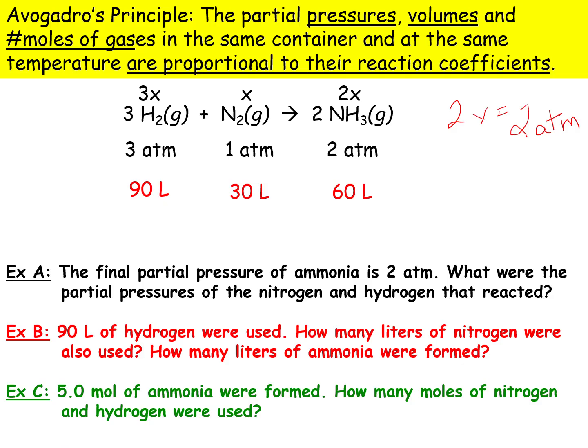And then our third example, now we're going to do moles. Remember, you can do pressure, you can do volume, and you can do moles. So it says 5 moles of ammonia were formed. How many moles of nitrogen and hydrogen were used? So we have 5 moles of NH3, so 2x equals 5. So we're going to go 5 divided by 2 to get what 1x is. So that's 2.5 moles. And then we take our 1x and multiply by 3, which gives us the 7.5 moles.